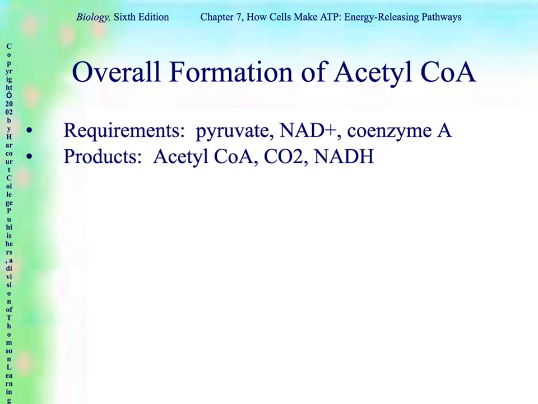All right, so in summary, the requirements for the formation of acetyl coenzyme A are pyruvate, NAD+, and coenzyme A, which is vitamin B. The products are acetyl coenzyme A, carbon dioxide, and NADH.